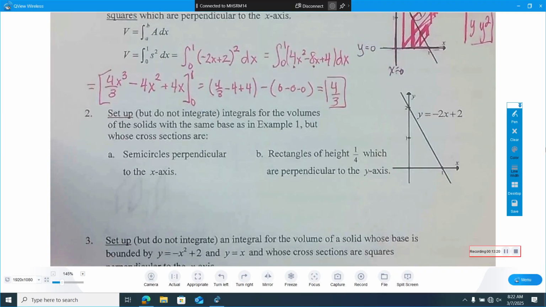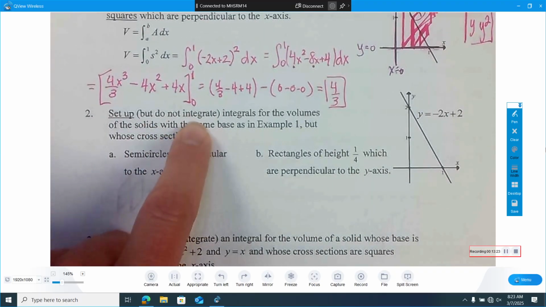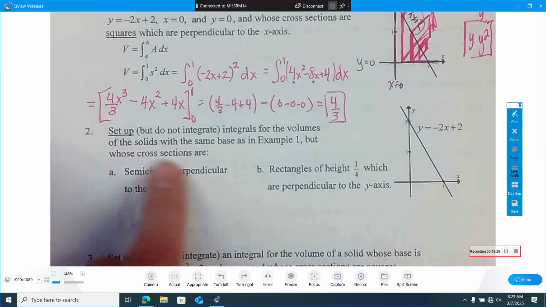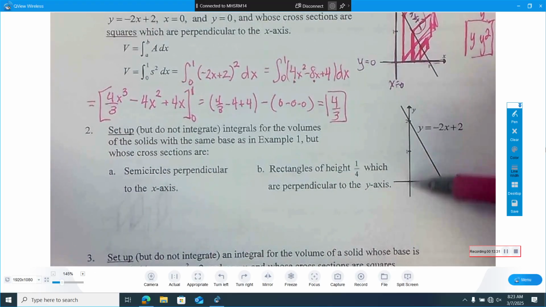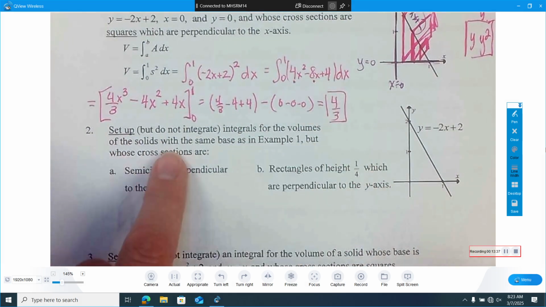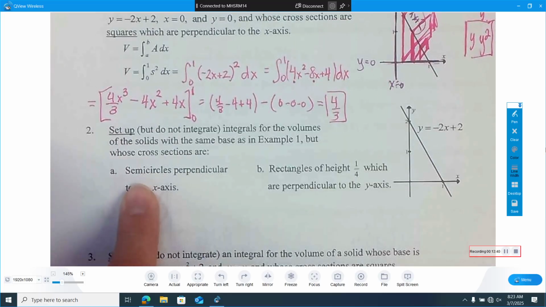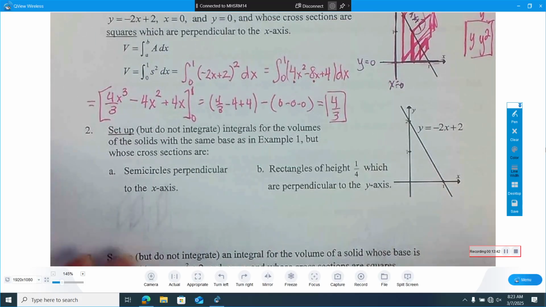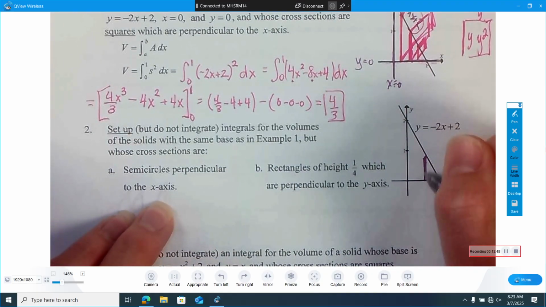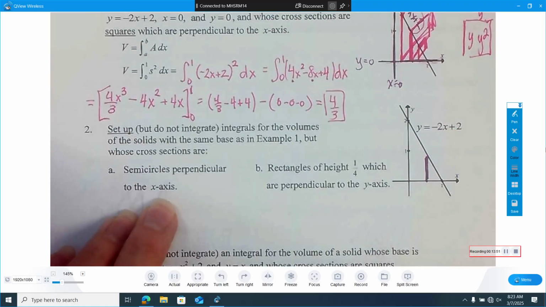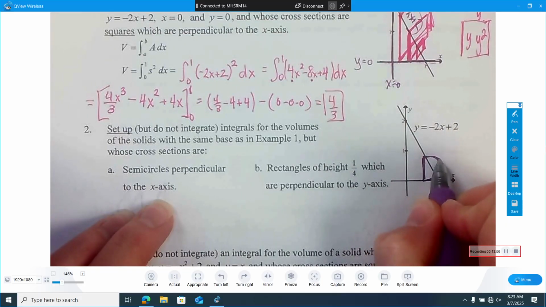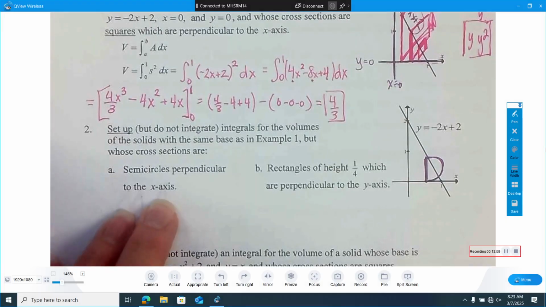All right, set up, but do not integrate. This is a very common instruction. Set it up, but don't integrate. It comes around a lot. For volumes of solids with the same base as in example 1, so the same triangular shape is the base of our 3-dimensional volume here, but with cross-sections that are semicircles perpendicular to the x-axis. So again, I've got this base. Here's my semicircle. And what's going to happen is it's going to be a little semicircle that pops up off the page here. So there it is. There's my little semicircle.